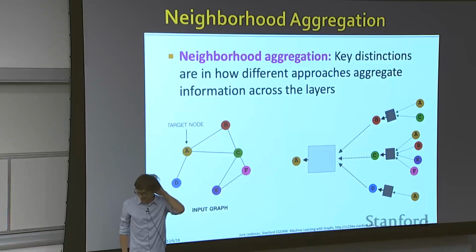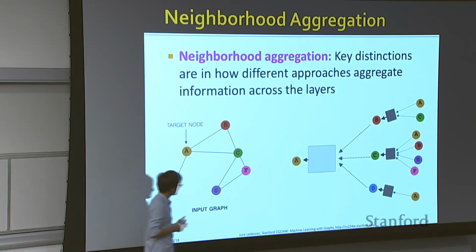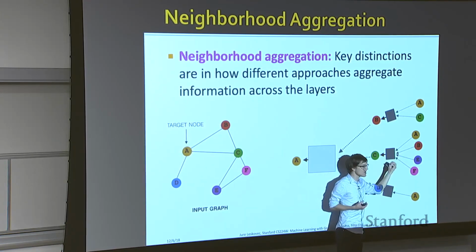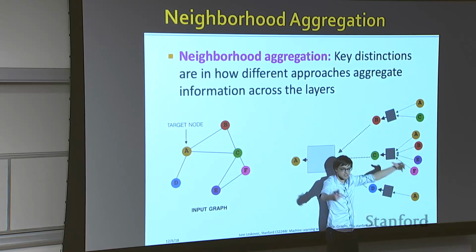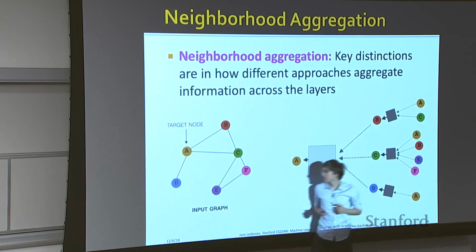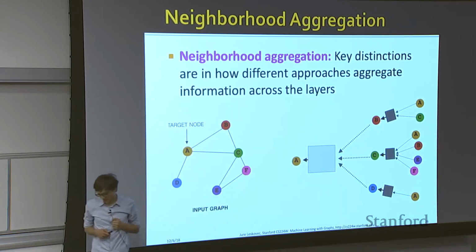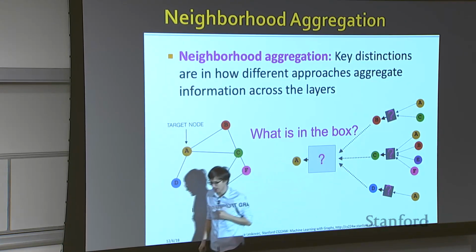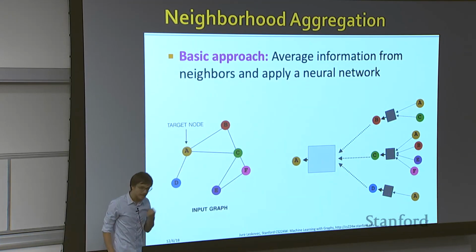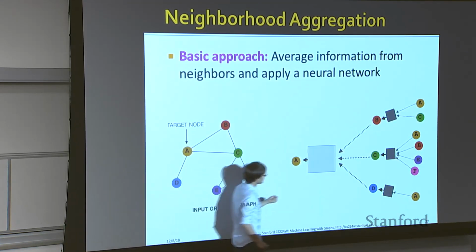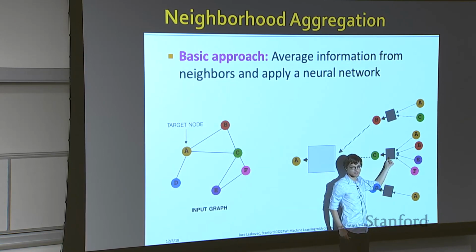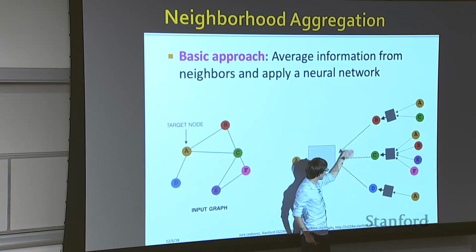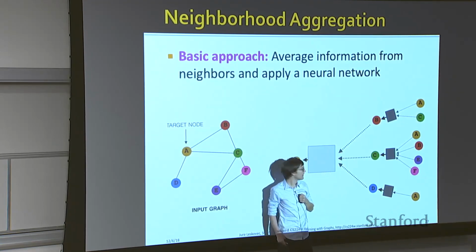Okay? So now what is the key distinction between different architectures is how these boxes, these neural networks in here, are defined. These aggregation steps that take information from the neighbors, somehow summarize it, aggregate it, and pass it on. So this is where these different architectures will differ. So the question is, what is in these boxes? What kind of operators do we need? And the basic approach, what people tend to do, is to use the average as the aggregator, where you simply average the feature vectors coming from the neighbors. Or here, you average the representations coming from the children.